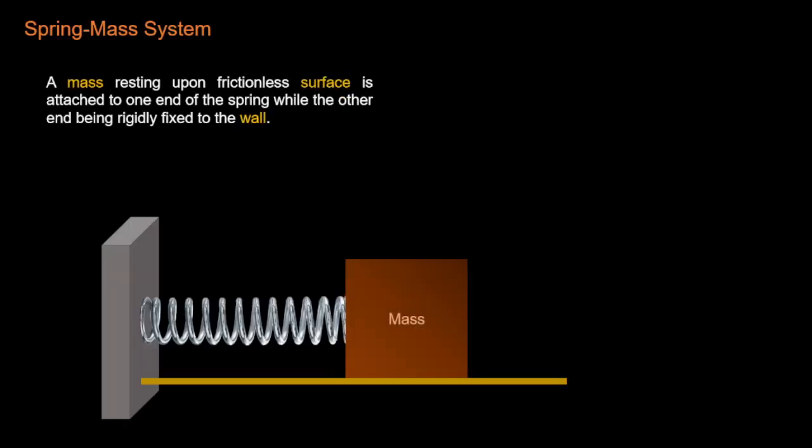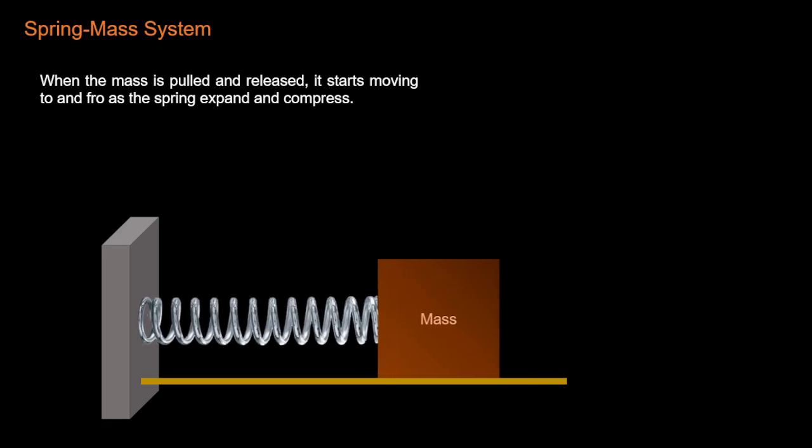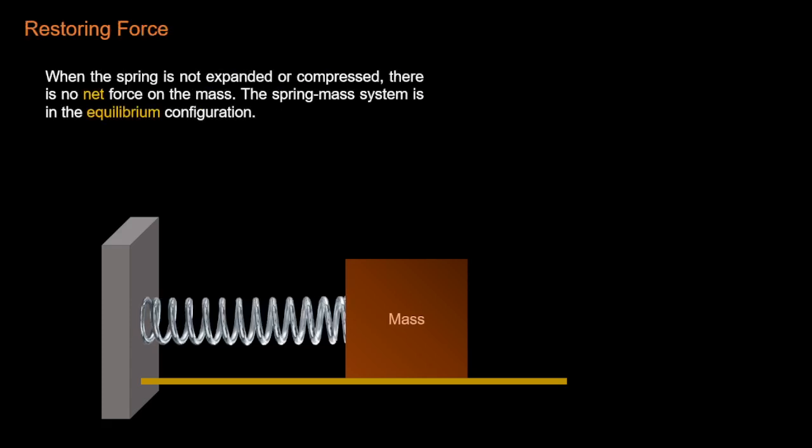A mass resting upon a frictionless surface is attached to one end of a spring, while the other end is rigidly fixed to the wall. When the mass is pulled and released, it starts moving to and fro as the spring expands and compresses. When the spring is not expanded or compressed, there is no net force on the mass. The spring mass system is in the equilibrium configuration.